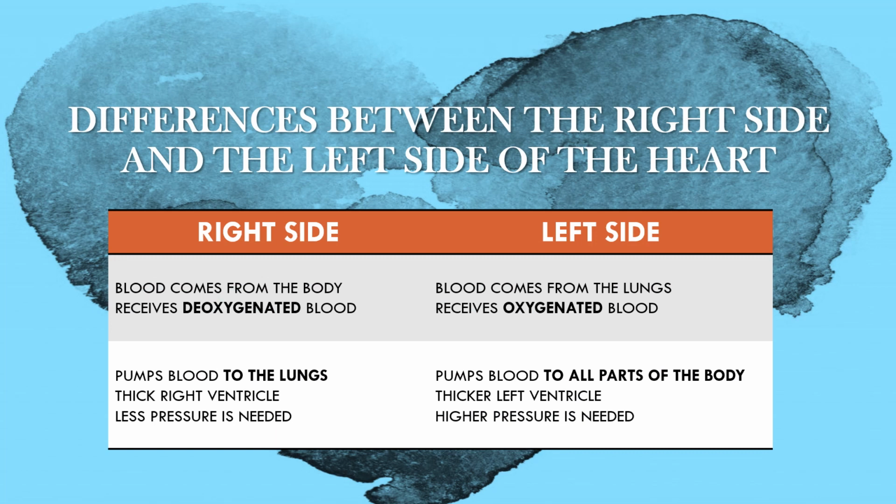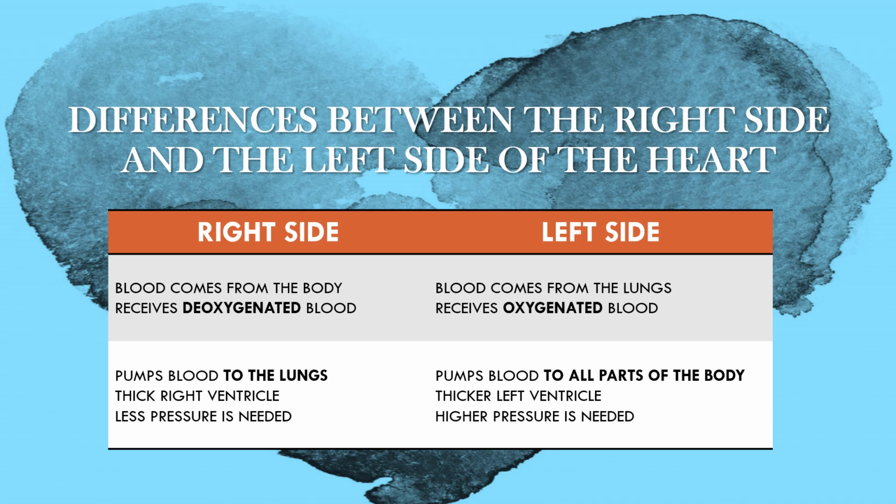To summarize the differences between the right side and the left side of the heart: on the right side, blood comes from the body. So the right side receives deoxygenated blood, and it needs to be pumped to the lungs. The right ventricle has a thinner wall, and less pressure is needed. So this blood will go to the lungs to be oxygenated. Now that it's in the lungs, it goes back to the heart.